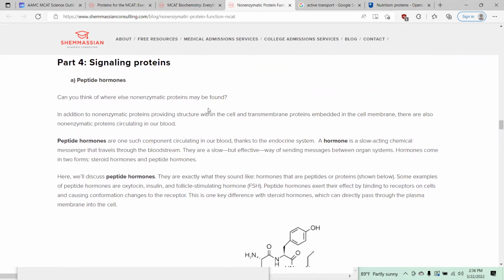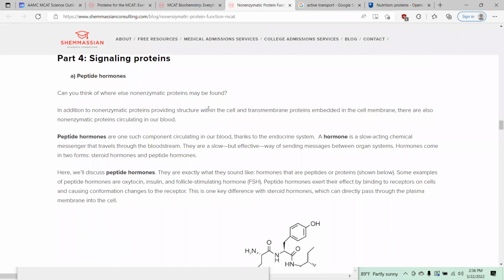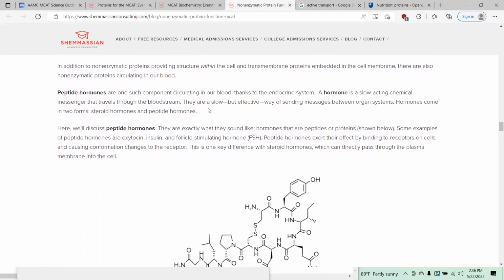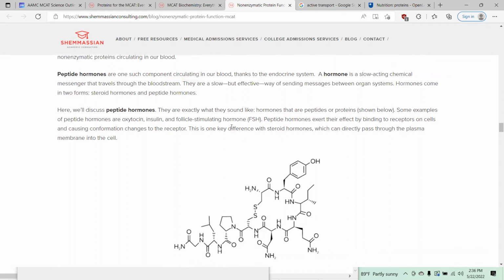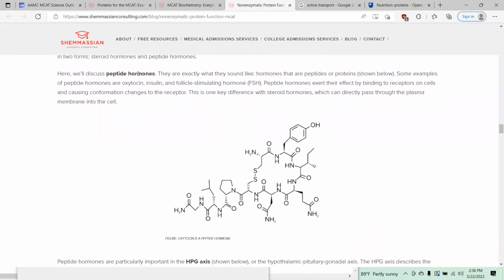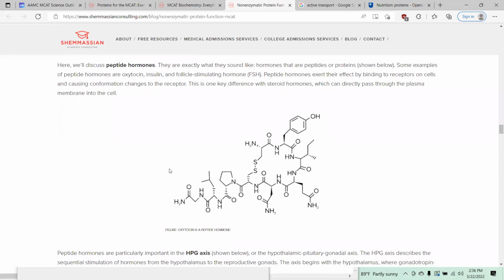And signaling proteins are basically hormones. Hormones are very important, especially when you cover the endocrine system and anatomy. Hormones are slow-acting chemical messengers that travel through the bloodstream. We have different types of hormones. Peptide hormones are protein-based hormones. There are also cholesterol-based hormones, but a protein-based hormone binds to a cell's receptor and causes changes in the cell.